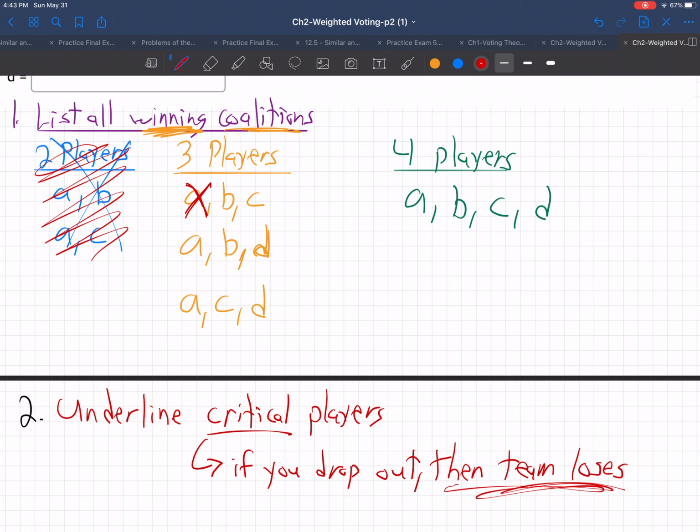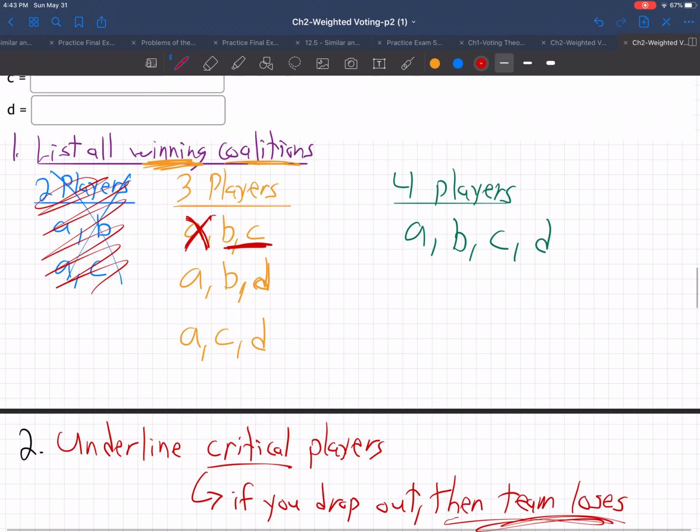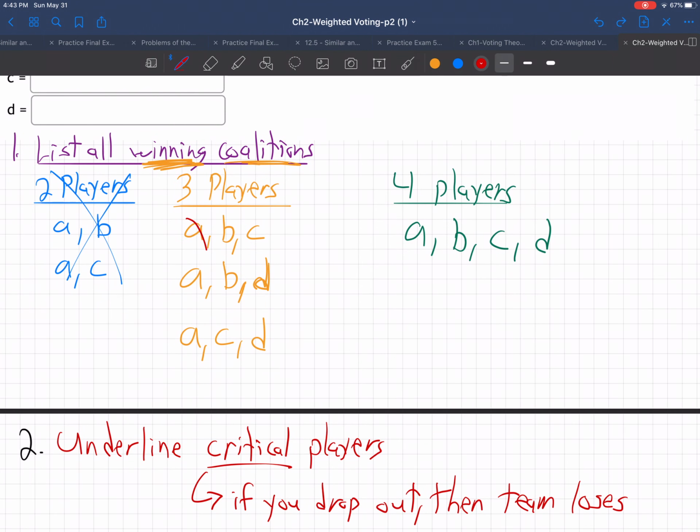Well, yeah, that becomes a losing team because they've only got 2 players left. If A drops out, then they've only got B and C left. And remember, it takes 3 to be a winner. So, yeah, I'm going to underline A. A is critical, and likewise, so is B, and so is C. They're all critical because if any one of them drops out, the team only has 2 left and they lose. It takes 3 to win.